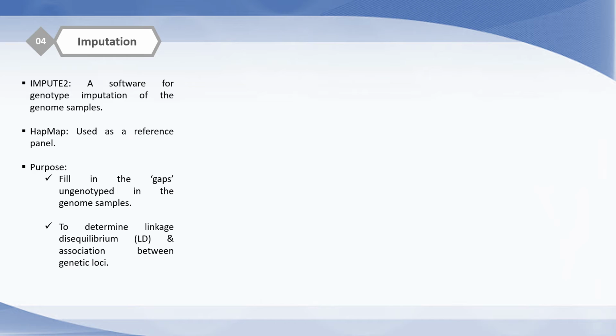In step 4, imputation of genotypes is carried out using a software called Impute2, along with HapMap as the reference panel. This step is essential in statistically estimating the shared information between the genotype samples and the HapMap reference, and then filling in the gaps left ungenotyped in the genome samples. By doing so, the linkage disequilibrium or association between different genetic loci across the autosomal chromosomes can be determined.